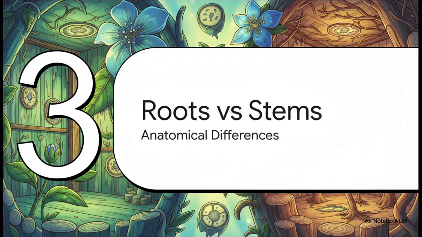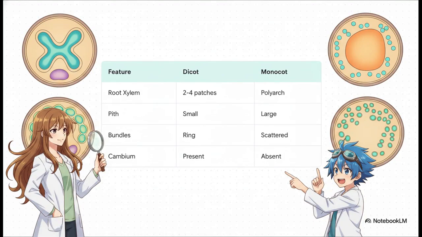Moving right along to section 3, roots versus stems and their core anatomical differences. Side by side, comparing these 2 dominant plant blueprints, dicots and monocots, reveals some stark mechanical differences. Take the roots plumbing, for instance. Dicots have just 2 to 4 patches of xylem, while monocots feature a polyarch system. That means they have more than 6 patches, plus a much larger, well-developed pith.